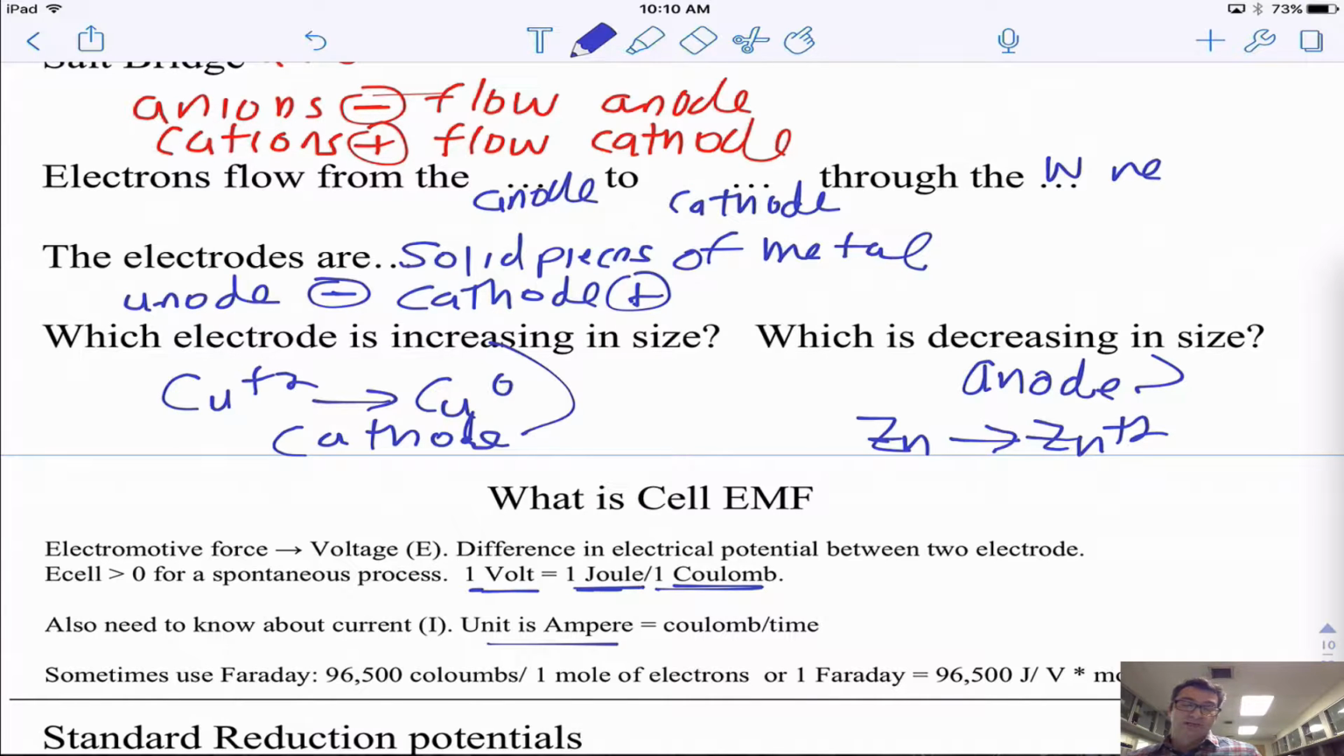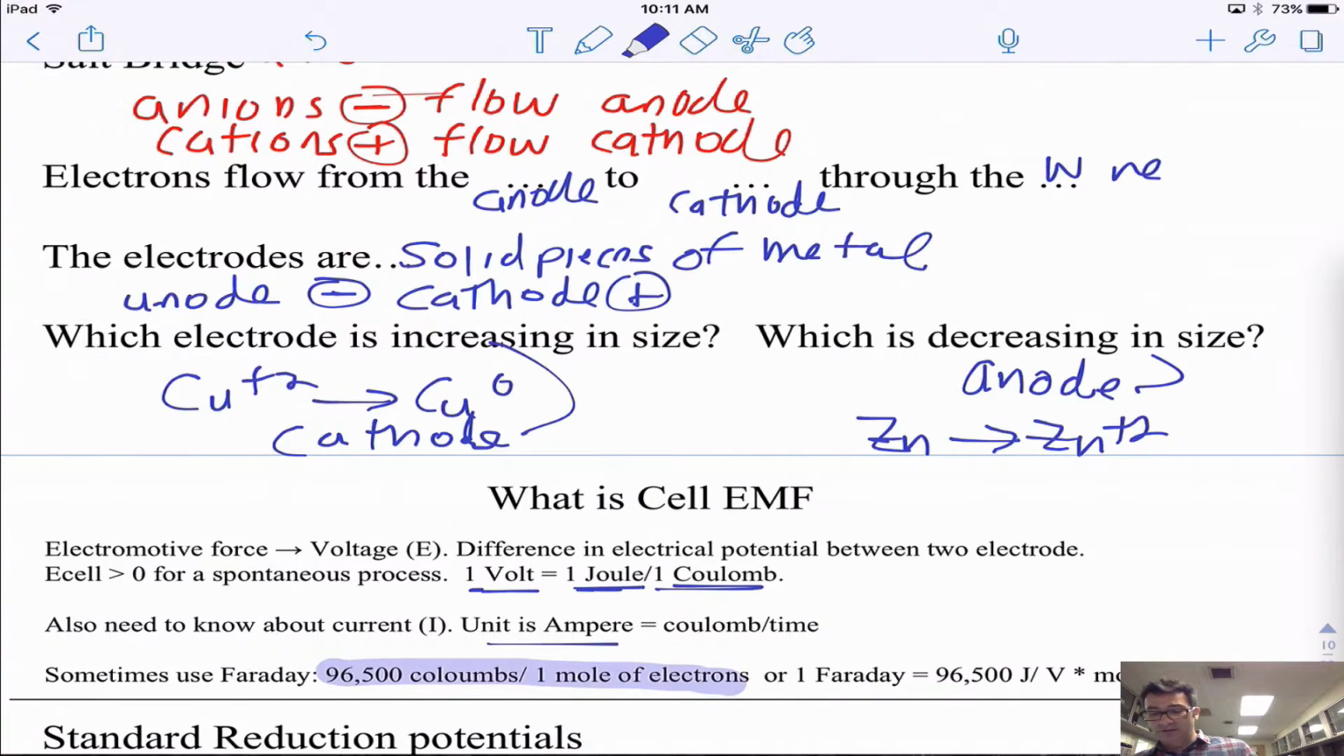So that's coulombs per second. Now, the charge of an electron is really small. It's like 1.6 times 10 to the negative 19th coulombs. If you take that number and you multiply it by Avogadro's number, 6.02 times 10 to the 23rd, you get the charge per mole of electrons. And that's what Faraday's constant is. Faraday's constant, 96,500 coulombs for every mole of electrons.